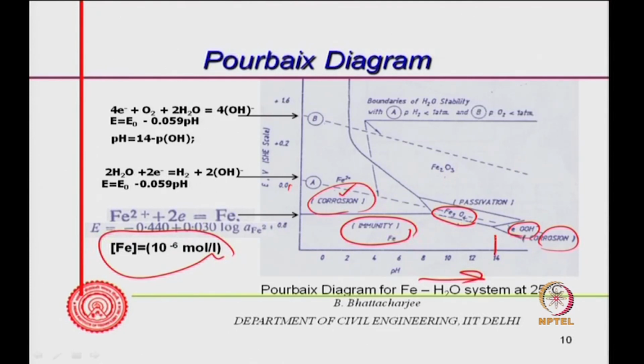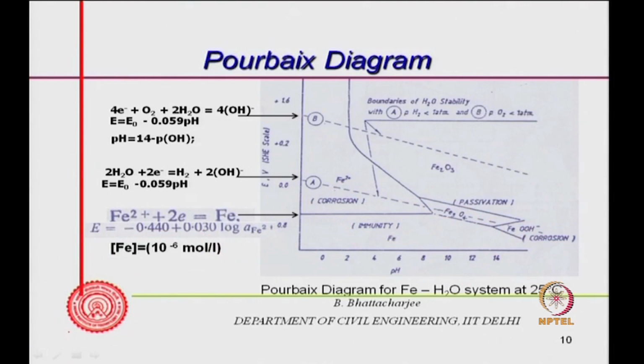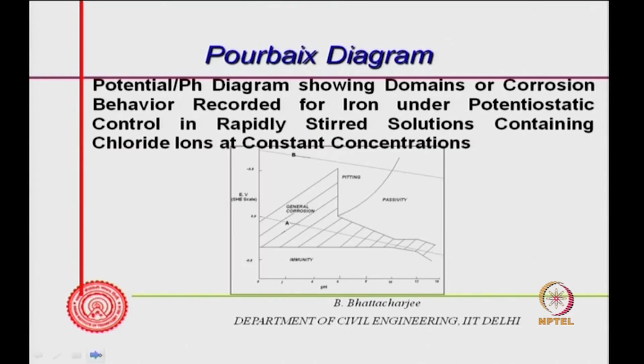So, it shows that at high pH values, somewhere around these values, depending upon the potential, you might have stable passive layer formation like Fe3O4. In some other cases this may form, and in some other cases at low pH corrosion can occur, and so on and so forth. So, that is Pourbaix diagram, and it tells us, in what potential and pH range, what kind of product formation can occur. A similar diagram is available for chloride also: a potential pH diagram showing domains of corrosion behavior for a solution containing chloride ion at some constant concentration.